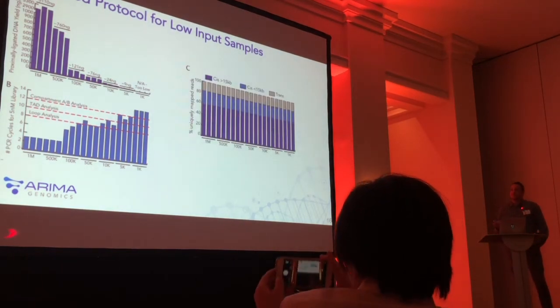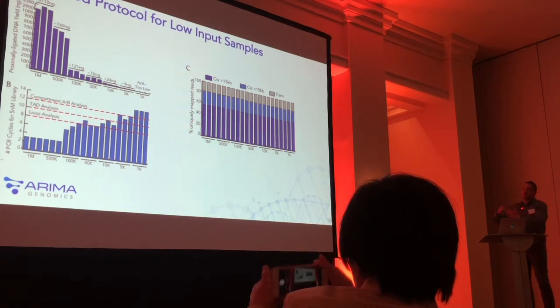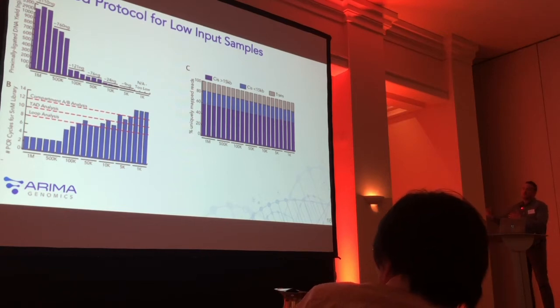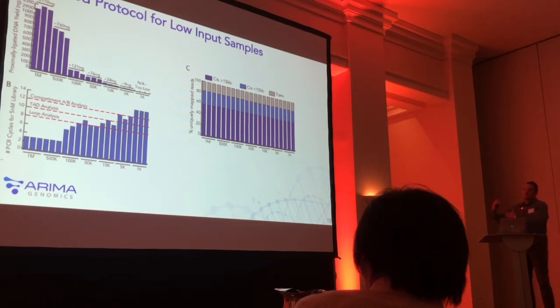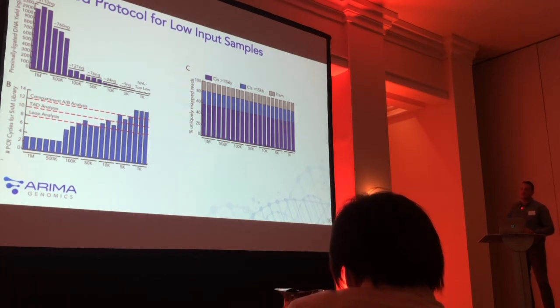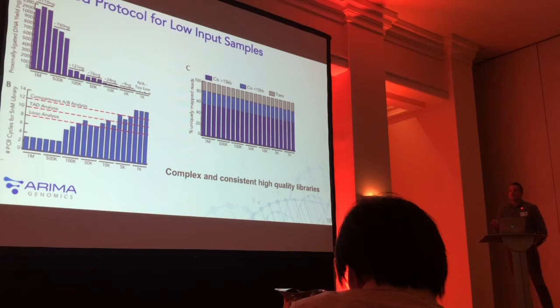And probably most importantly, this is all great, but when you actually sequence the data and plot the distribution of long-range cis contacts or short-range cis contacts or interchromosomal contacts, the relative distribution of those types of contacts is almost identical from a million cells down to 1,000 cells. So the general properties of the data are quite conserved across 1,000 fold.